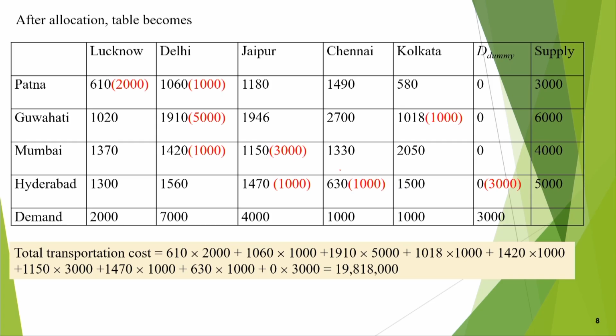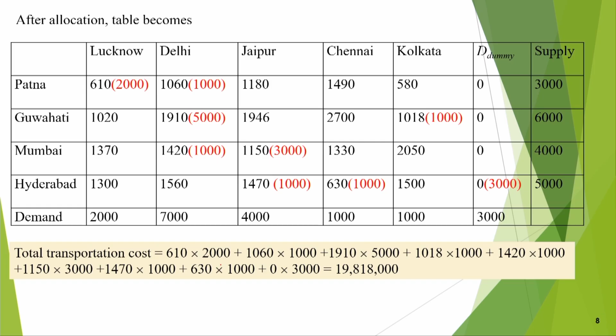So after allocation, now Guwahati, Kolkata has 1000 and some cell has become 0, and still you have to ensure at this stage that there should always be 9 cells filled. By the way, if something becomes 0, and some other cell also becomes 0, then again you have to give at least one cell some dummy number. Okay. So here let me see 1, 2, 3, 4, 5, 6, 7, 8, 9. So 9 cells are filled, we need only 9.